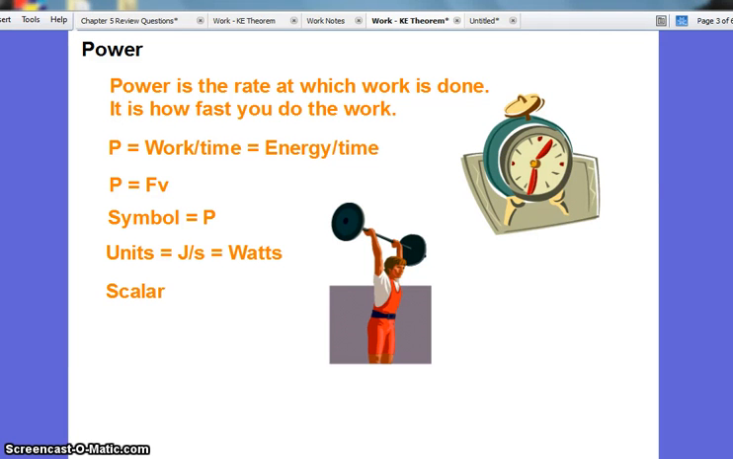In this tutorial, we're talking about power. Power is the rate at which work is done, so it is how fast you are doing the work. So our equation is, since it's a rate of change, power is work divided by time.